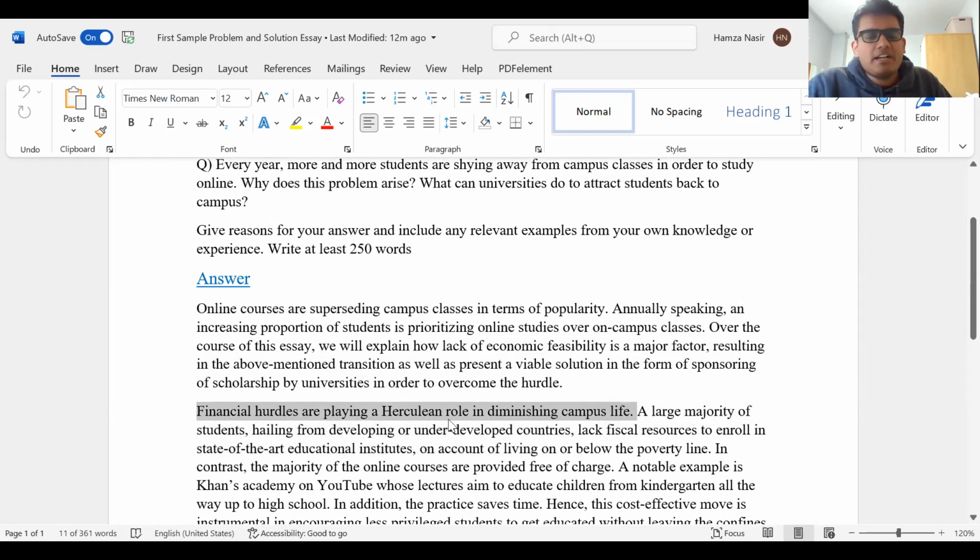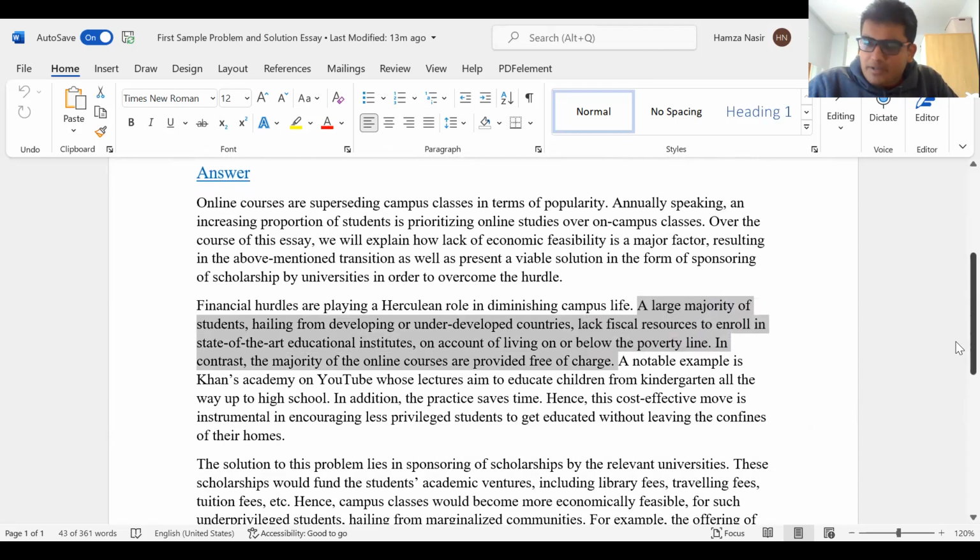Financial hurdles are playing a Herculean role, that is a very strong role, in diminishing or decreasing the spark of campus life, right? Now, how does this happen? Why? Explain it. How are financial hurdles playing a Herculean role in diminishing campus life? This is where your explanation comes in. This is where you have to impart an element of reasoning. All right. So there you go.